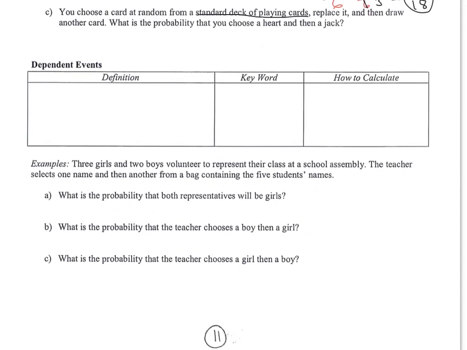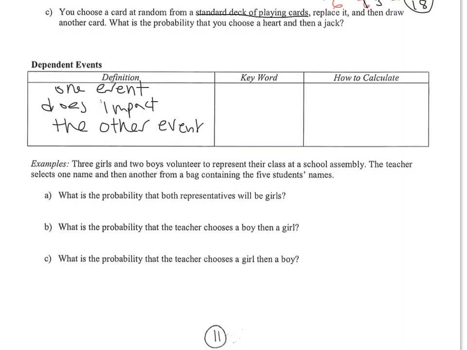Okay, so a dependent event is when one event does impact the other event. The key words are do not replace.